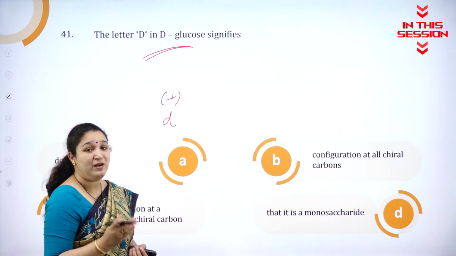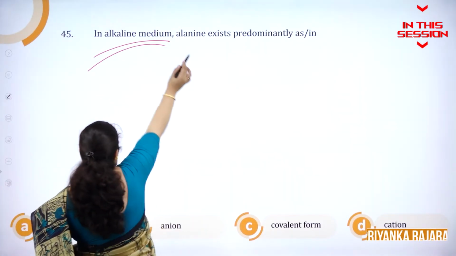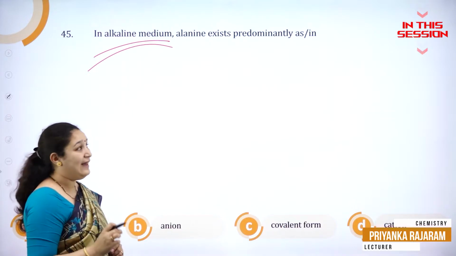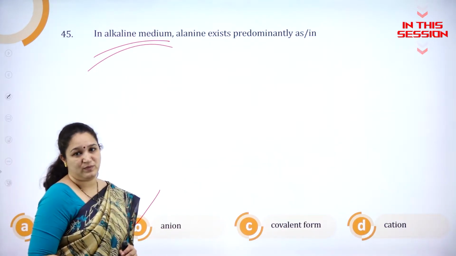Levorotatory means it will be minus sign and small letter L. In alkaline medium, what is the form of alanine? It will be in anionic form.